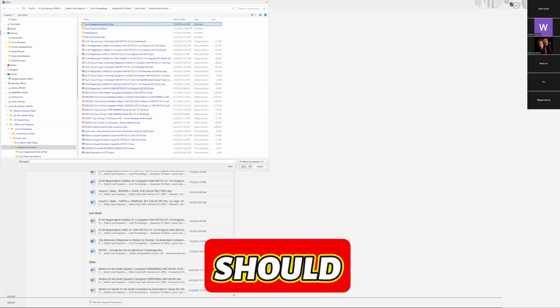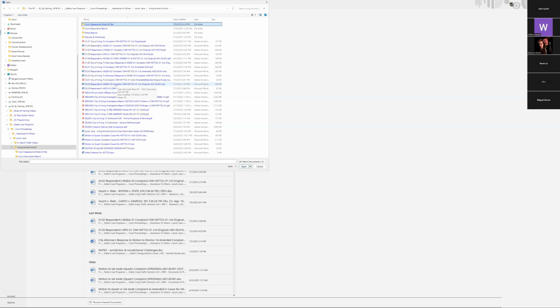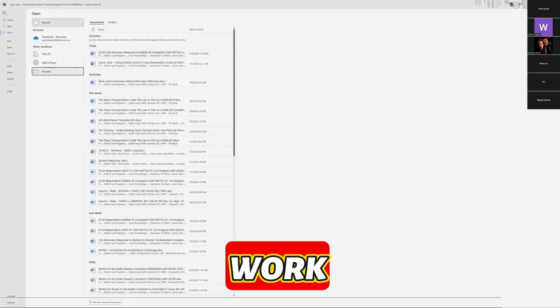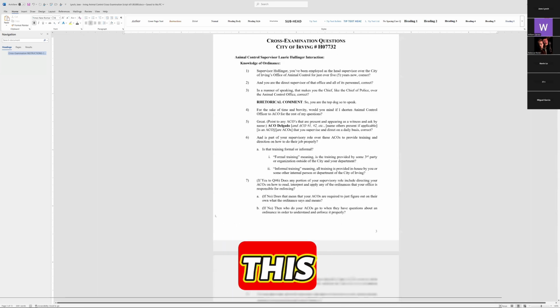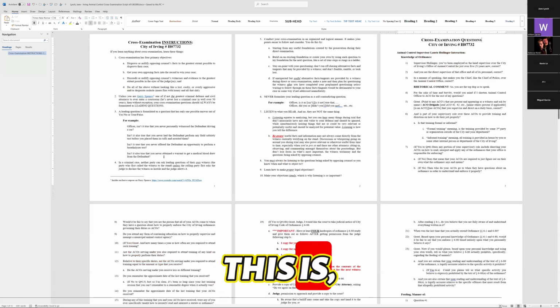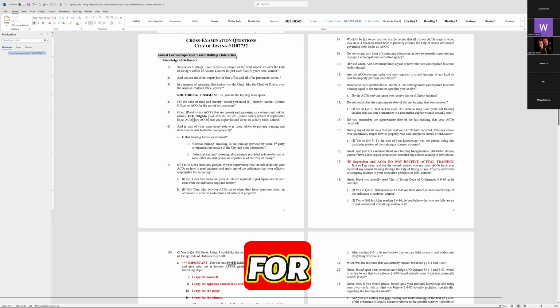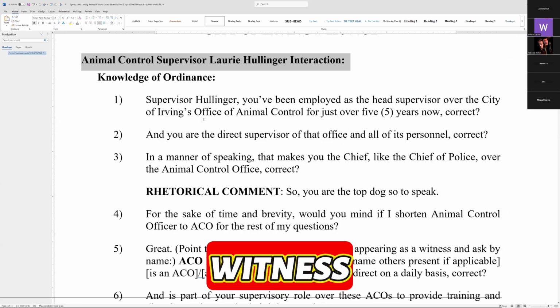All right. Let's see, I should have two of these in here. I didn't make a separate copy of it before I started, so we'll just work with the one that I've got here. All right. But what you'll see, let me break this down for you here. I know y'all can't see everything about how this is, but what I've done is I've got a section for each witness. Okay.